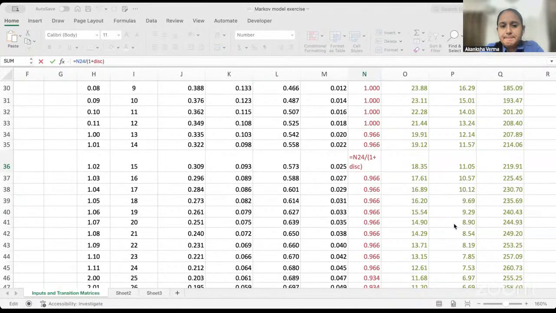Anything else? I think we are done with this. I have tried to explain it to you. See, it's very difficult to actually create a model within 2 hours. So I tried to explain as much as I could within this time span.